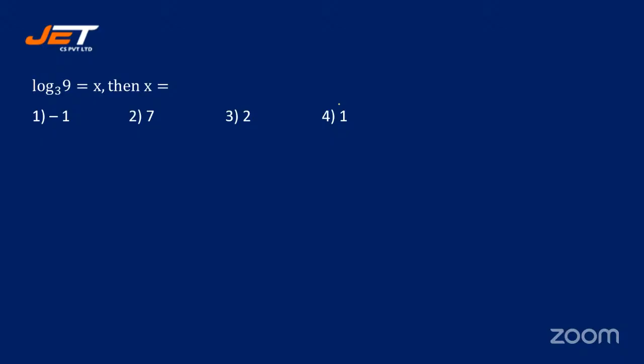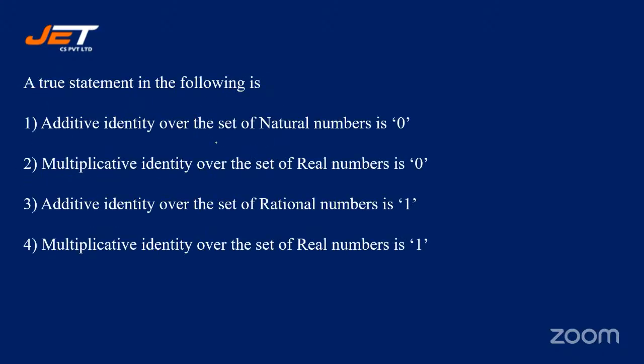See the next question. Log 9 base 3 is equal to x, then what is x? We know 3 power x is equal to 9. 3 power x is equal to 9 can be written as 3 square, which implies x is equal to 2. Since the base is 3, the power will be 2. Yes, it is right. See the next question.